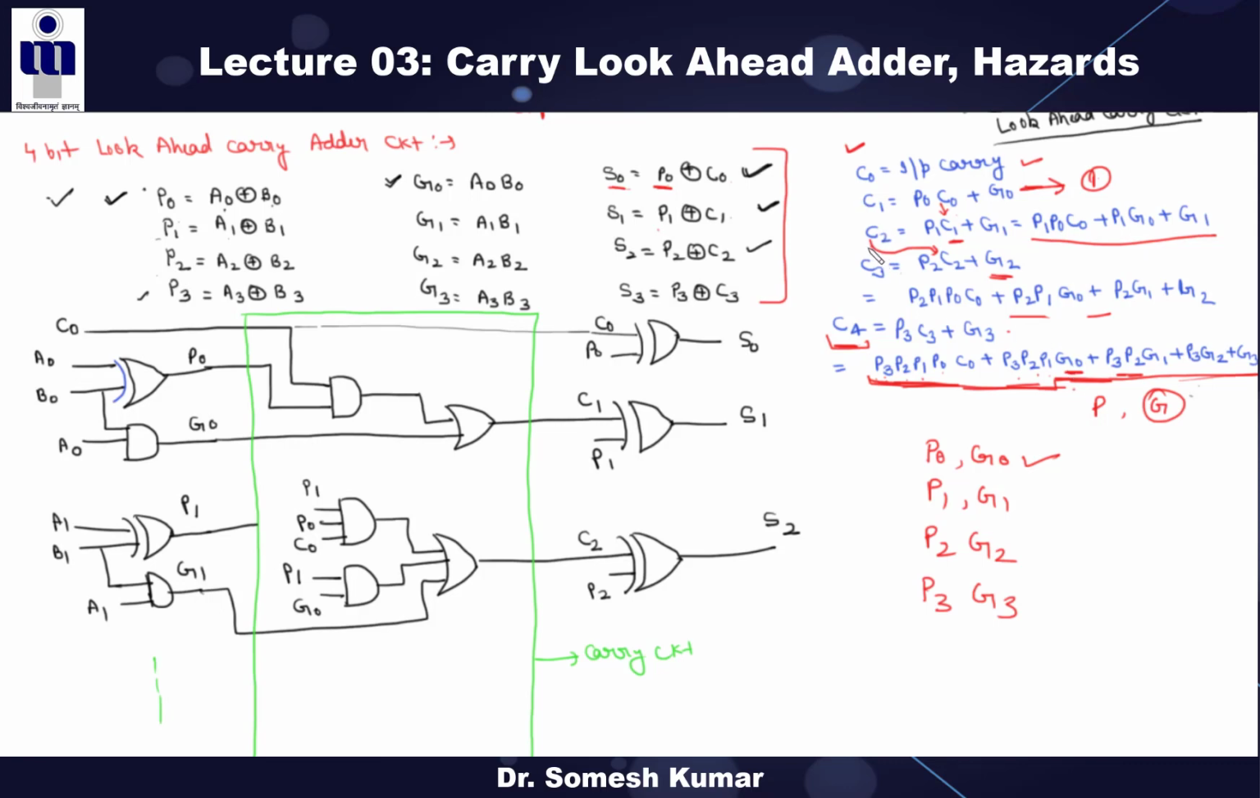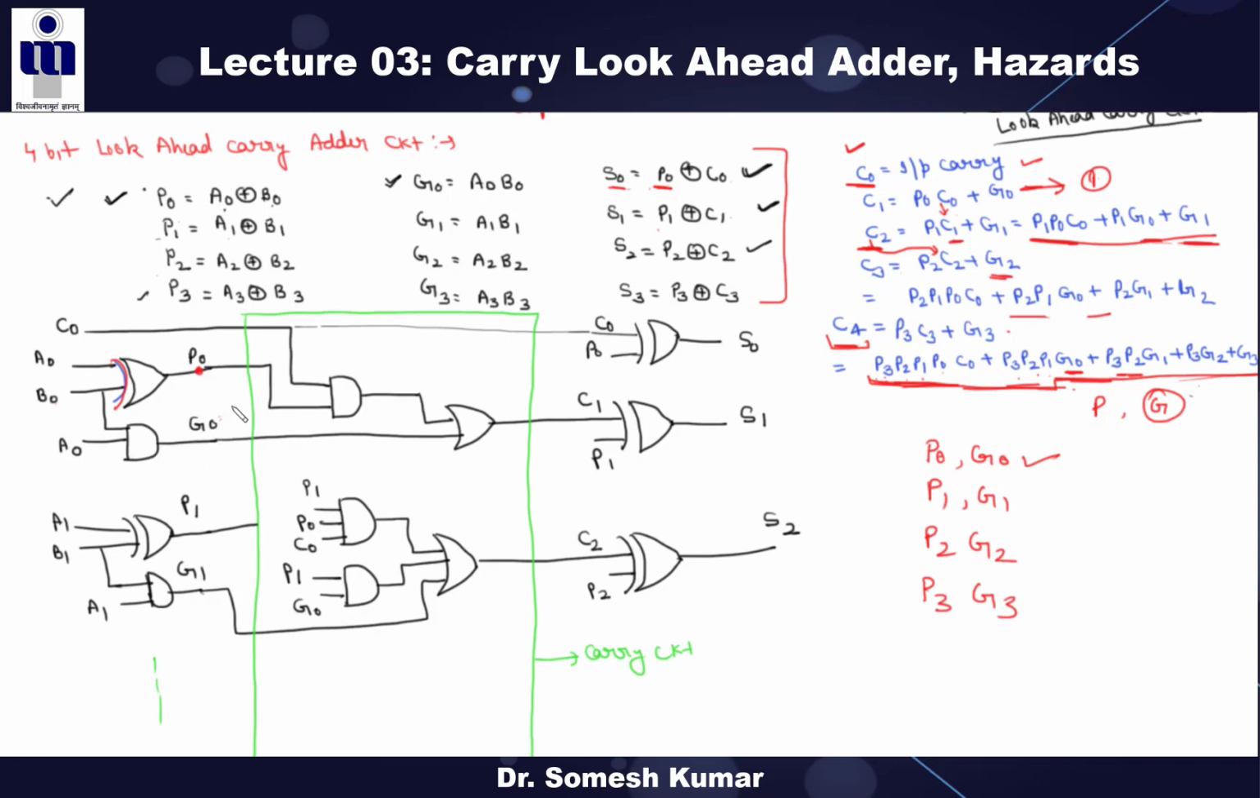Similarly, this C2. Is C2 dependent on C1 or not? No, it is dependent only on these P and G's. And yes, C0 is there, but C0 is given. It is your input carry. From here, what is P0? P0 we can calculate by this XOR gate, A0 XOR B0, and G0 is A0 into B0.